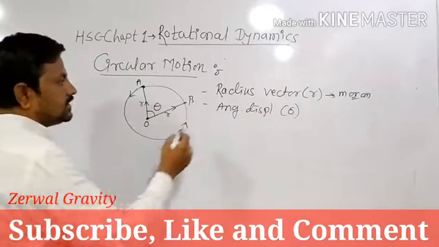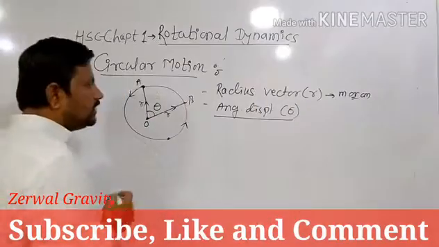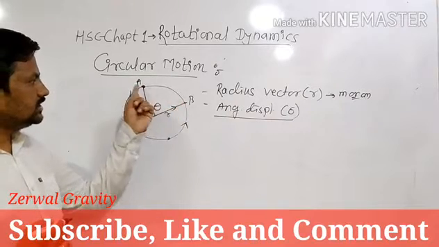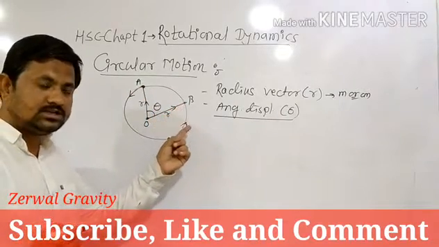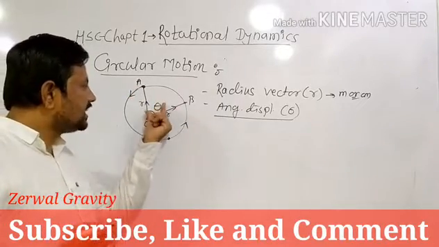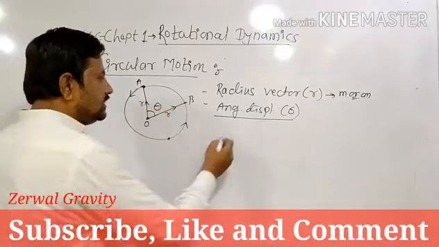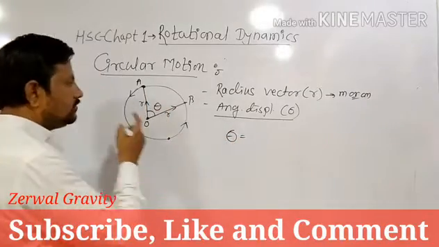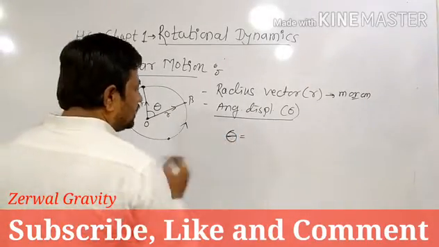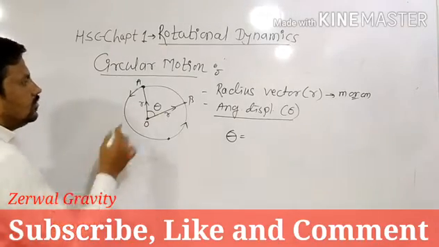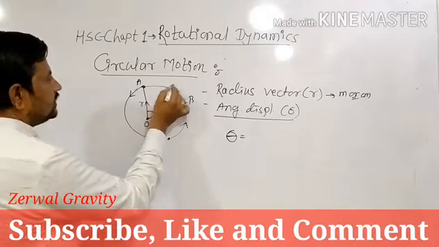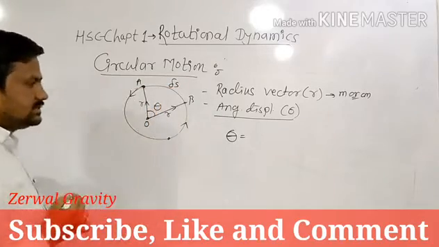The next topic is angular displacement. What is angular displacement? When a body displaces from one point to another point in circular motion, the displacement of the body is measured in the form of an angle, and that angle theta is called angular displacement. To explain this topic, we have to know the circular displacement from A to B, which is simply ds, delta s.